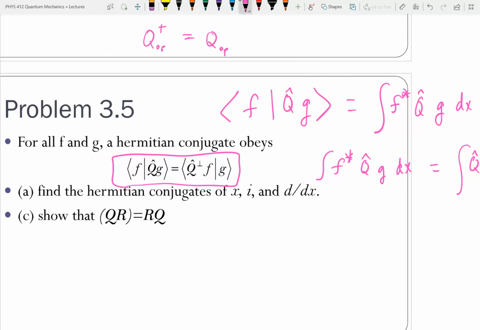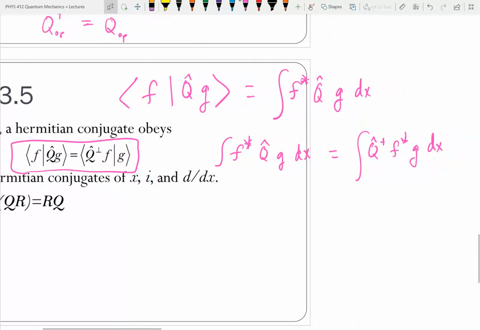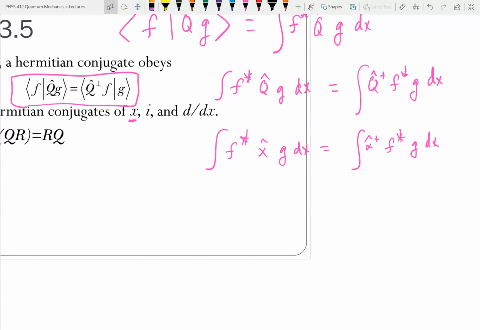Now it says to find the Hermitian conjugate of x, i, and d dx. So let's start with x. If my operator is x, this would be the x operator. What is the x operator? x, right. That's why I wrote it that way the first time.